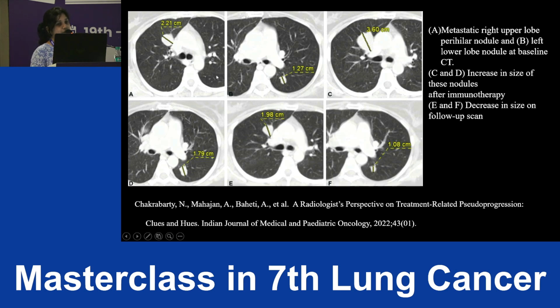So this is an example of a pseudoprogression. These two are baselines. You can see in the right upper lobe and left lower lobe, there's a lesion which has significantly increased on the follow-up scan after nivolumab therapy. So an unconfirmed immune progressive disease was given at this stage. On a further follow-up, this again goes back to similar to the baseline study. So this was basically a stable disease and not a progressive disease. So this is a case of pseudoprogression.